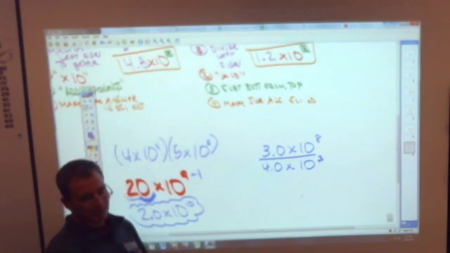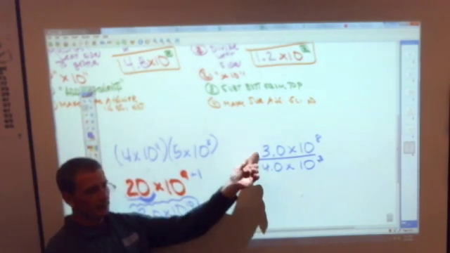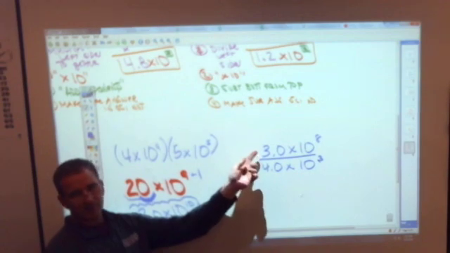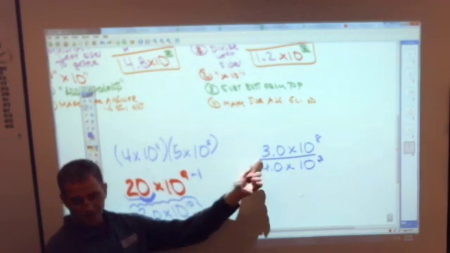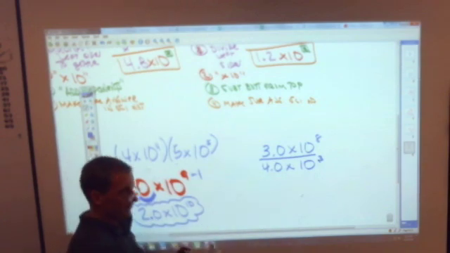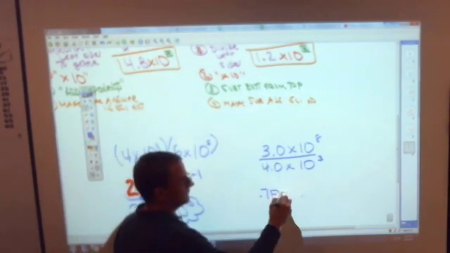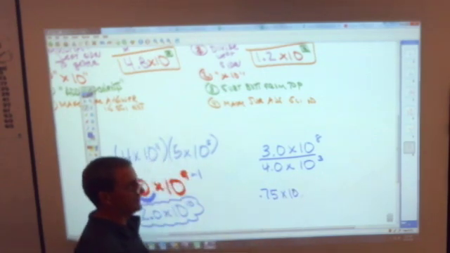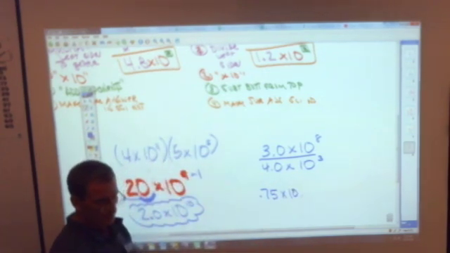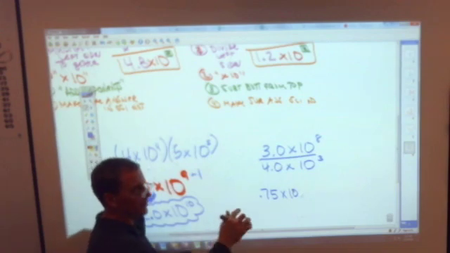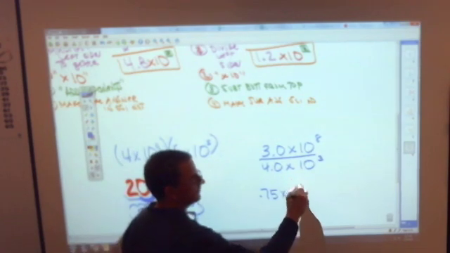Now maybe you can get this without doing a lot of work or not. 4 divided into 3 is, you should be able to tell me because the fraction is 3/4. What decimal is 3/4? 0.75. Let's just go with that. When you divide those out, you get 0.75 times 10. What's my exponent of 10? It's division, so I subtract exponents. I get 10 to the 5th.